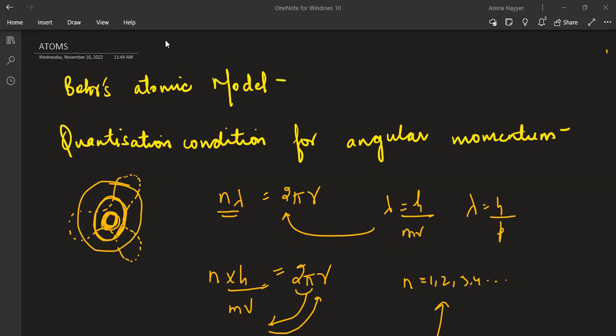Now see, atoms, let us quickly revise and we can move on to the numerical part, because numericals are more important from this lesson. In dual nature of radiation and matter, the theoretical portion is more. But again, we'll do the final revision.